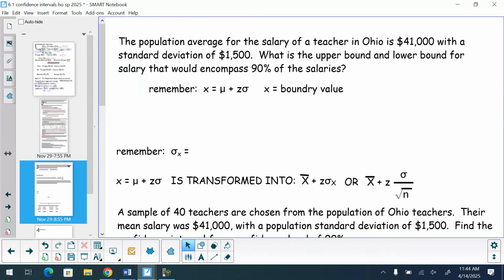So if we take a look at another problem, this is something that we dealt with once again in our previous section. The population average salary of teachers in Ohio is 41,000 with a standard deviation of 1,500. What's the upper and lower bound for salaries that encompass 90% of the salaries? If we remember how we dealt with this, our value is equal to our mean plus our standard deviation times our z-score.